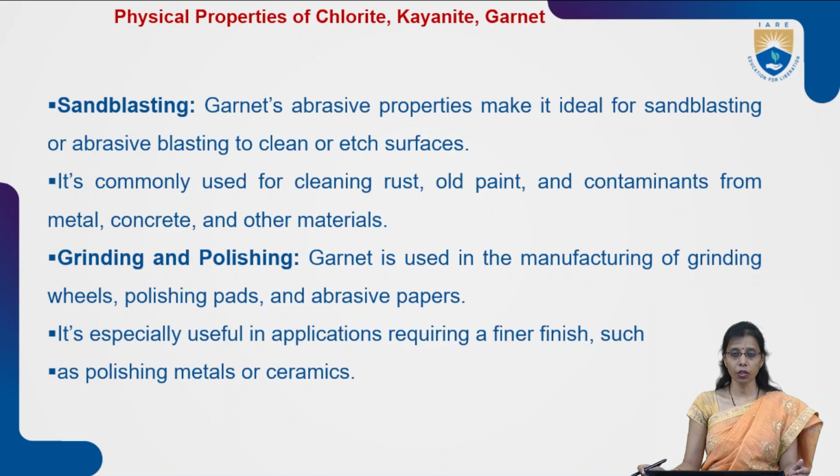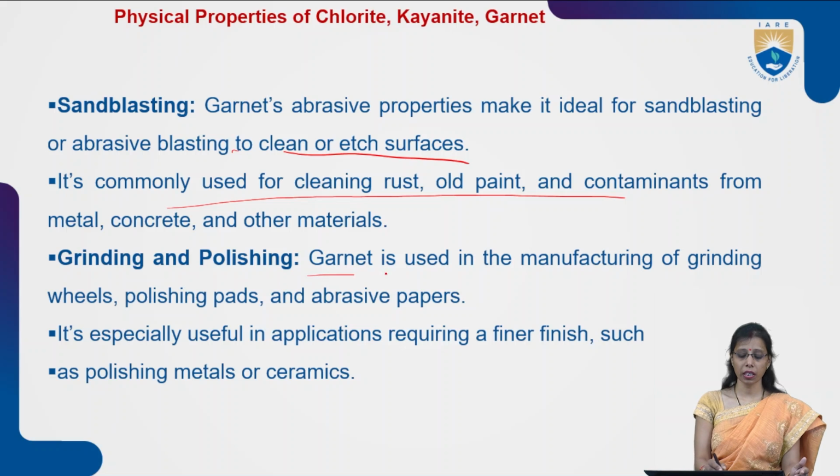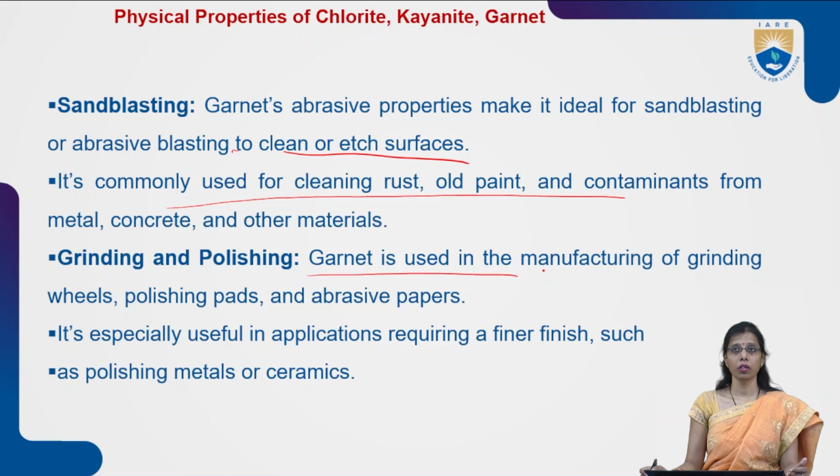Sandblasting. Used in sandblasting, garnet's abrasive properties make it ideal for sandblasting or abrasive blasting to clean surfaces, and it's commonly used in cleaning rust, old paint, and contaminants from metal, concrete, and other materials. Grinding and polishing. Garnet is used in the manufacturing of grinding materials, polishing pads, and abrasive papers. It's especially useful in applications requiring a finer finish, such as polishing metals or ceramics.